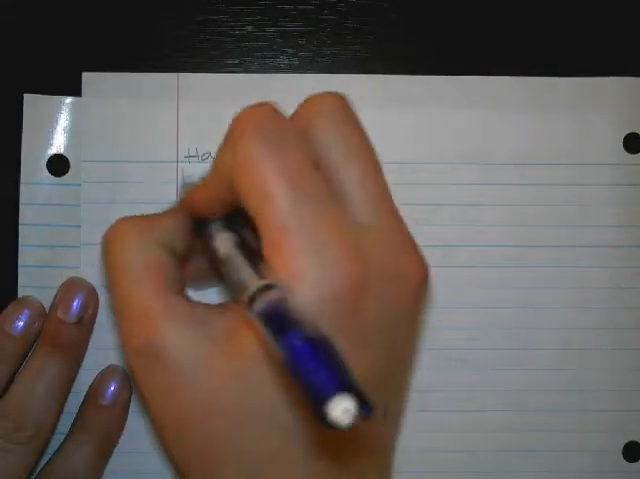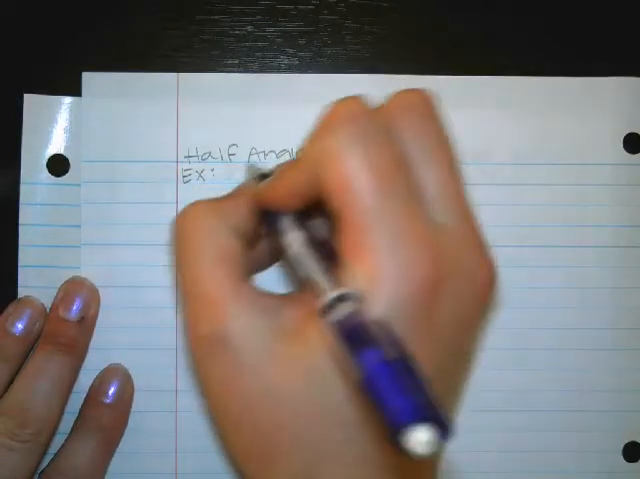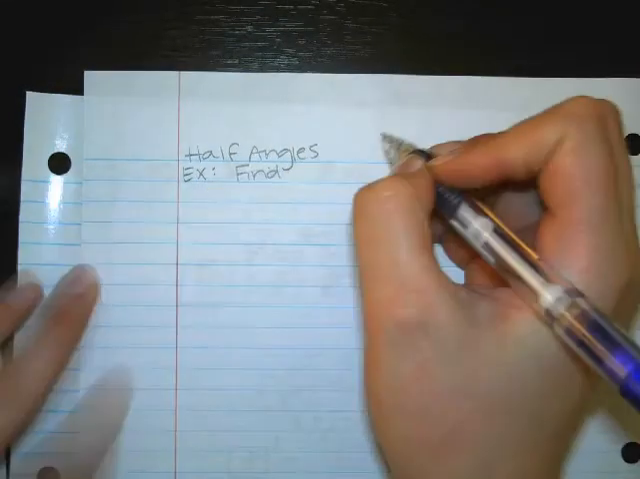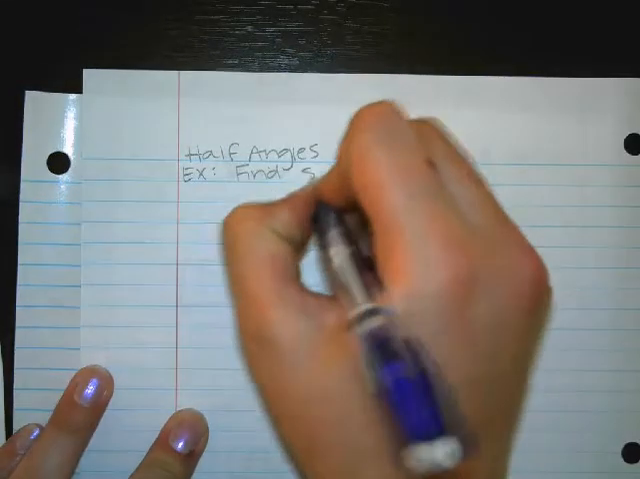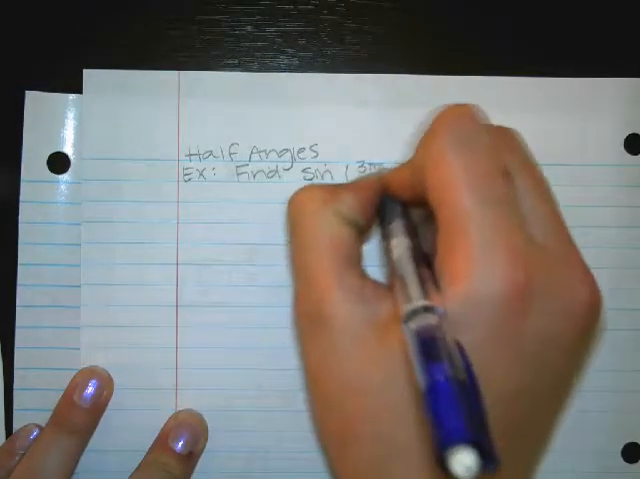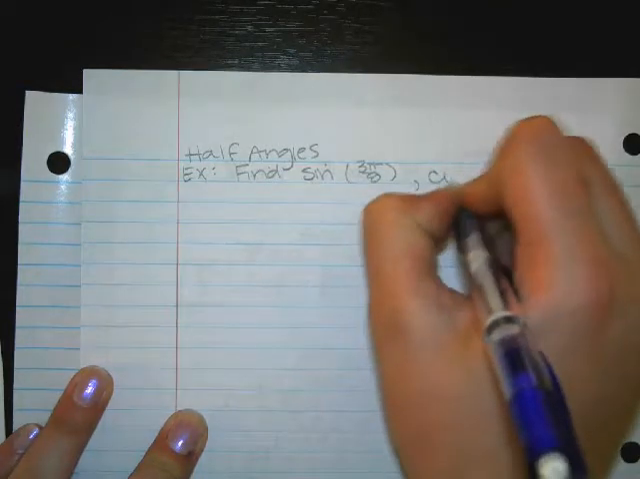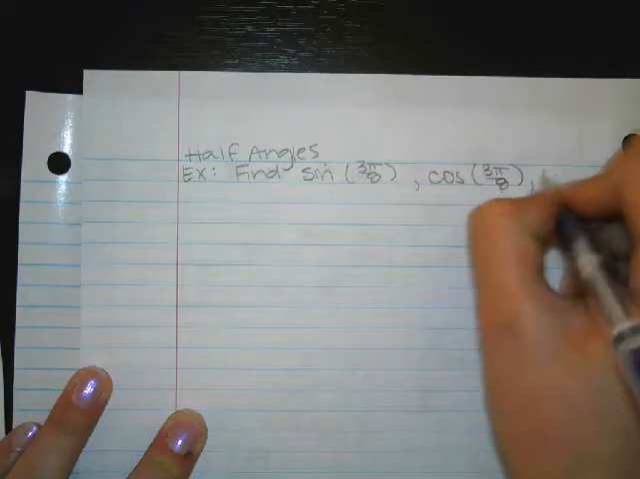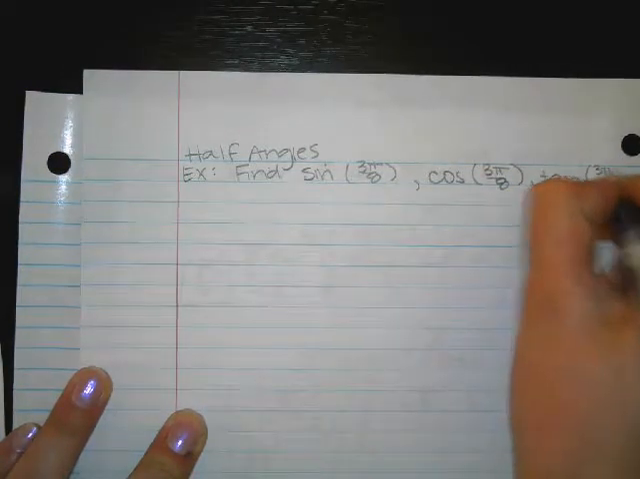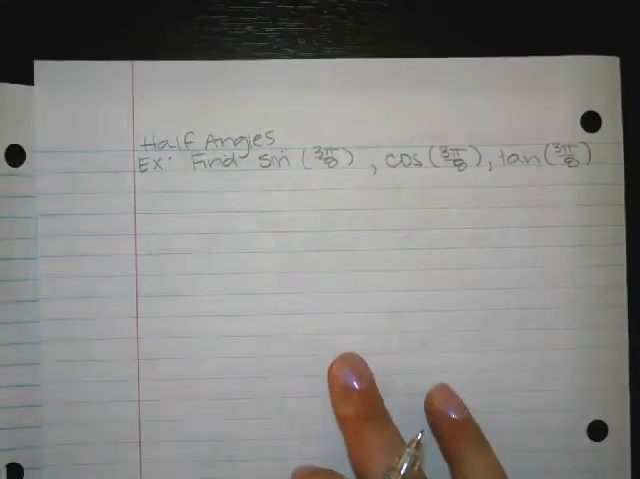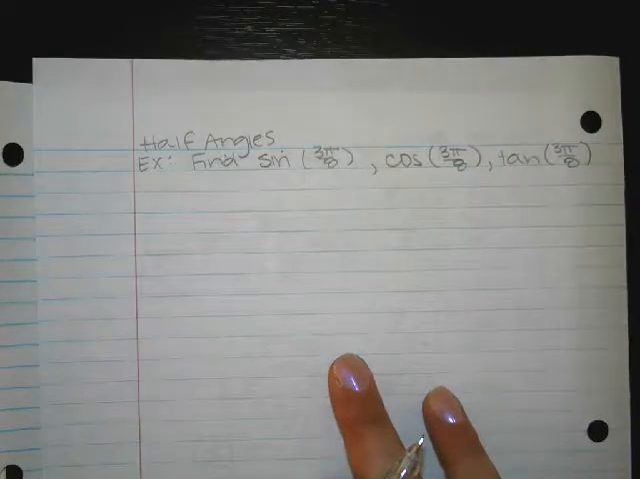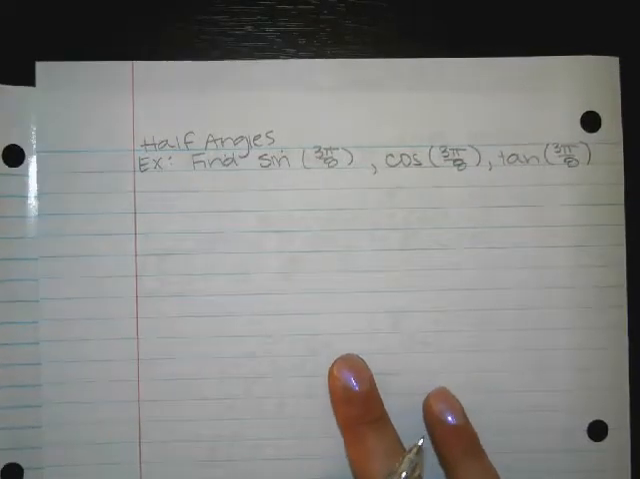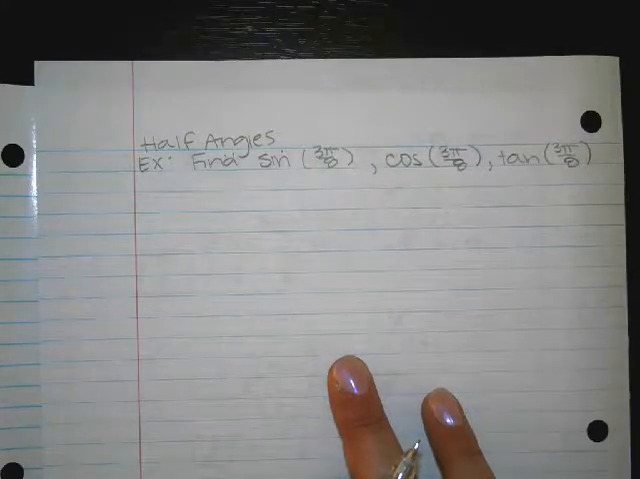Okay, for this example, we are going to find sine of 3 pi eighths, cos of 3 pi eighths, and tan of 3 pi eighths. We're going to find sine, cos, and tan, all of 3 pi eighths. So this one is going to feel a little bit less stupid because these numbers are actually numbers that are not and cannot possibly be on the unit circle.